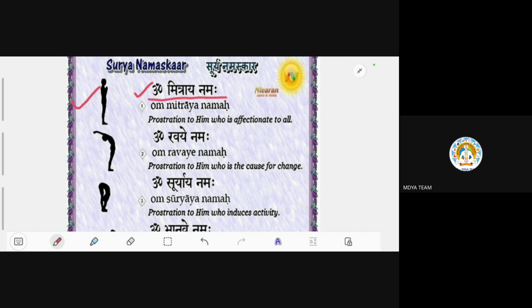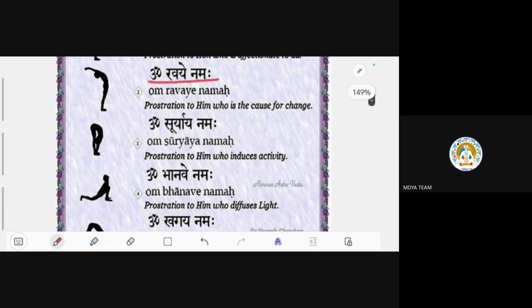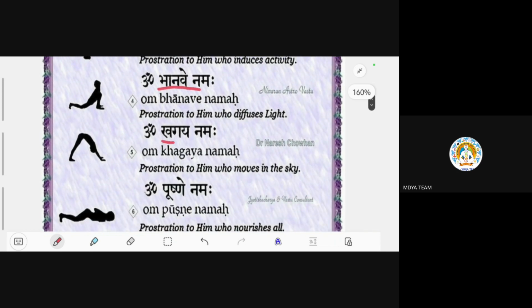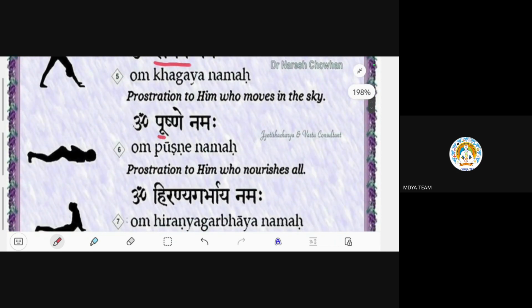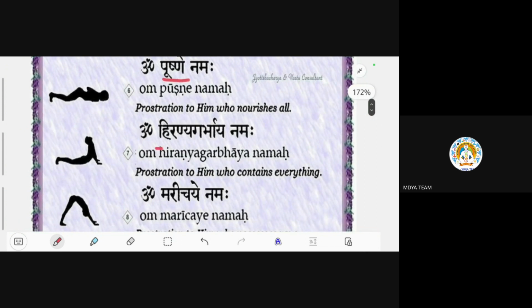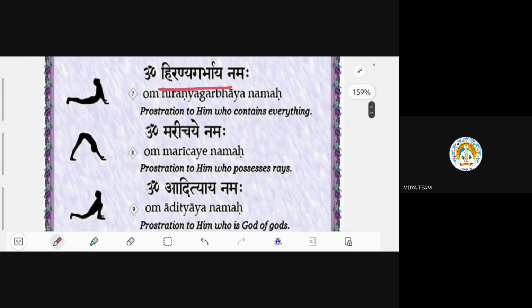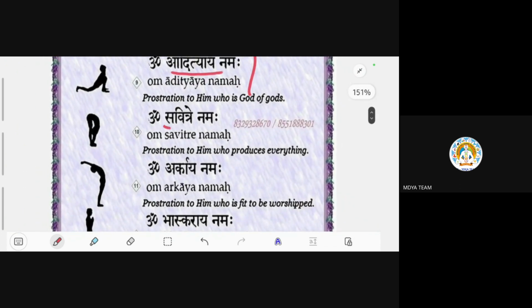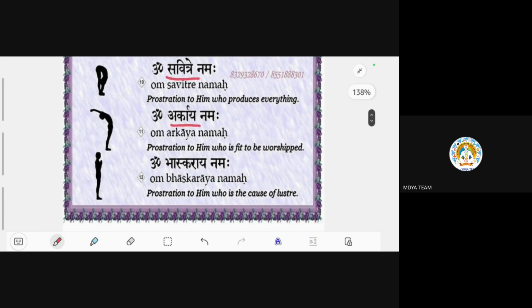This is the starting one. Then Om Ravaye Namah, Om Suryaya Namah, Om Bhanave Namah, Om Khagaya Namah, Pushne Namah, Hiranyagarbhaya Namah, Marichaye Namah, Adityaya Namah, Savitre Namah, Arkaya Namah, Bhaskaraya Namah. Okay, so you need to remember all these mantras.